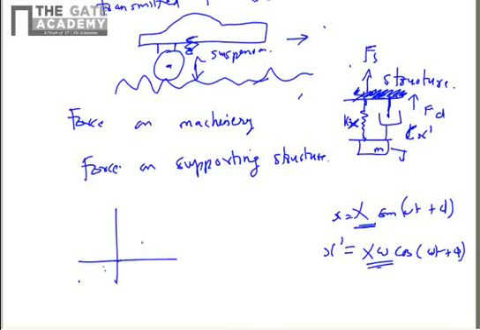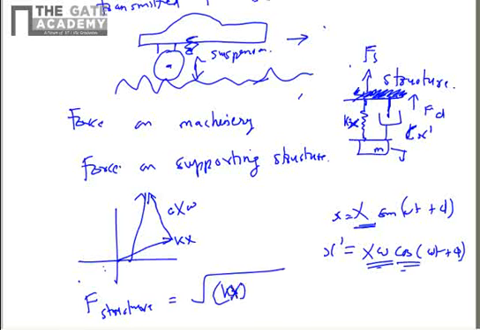So the force due to the spring will come as kX in this diagram, and the force due to the damper will come perpendicular to it, because you have a cos function here. Cos function is 90 degrees apart from sine function. So the amplitude of the damping force will be cX omega, and the resultant force will be the force on the structure. So the resultant force on the structure will be equal to the square root of (kX) whole square plus (cX omega) whole square. This is the amplitude of force on the structure.